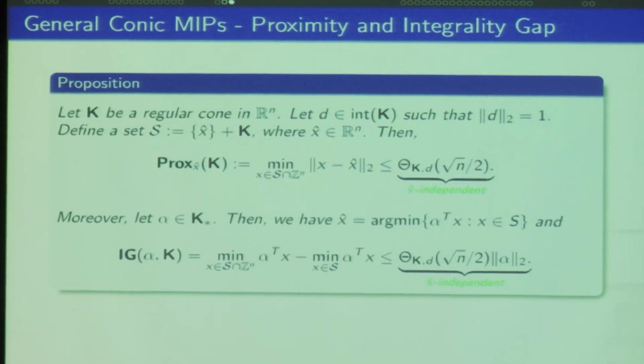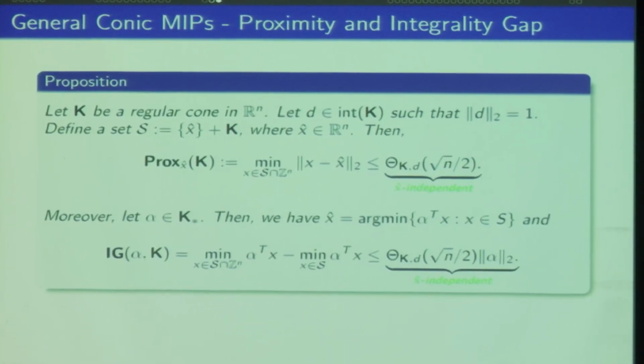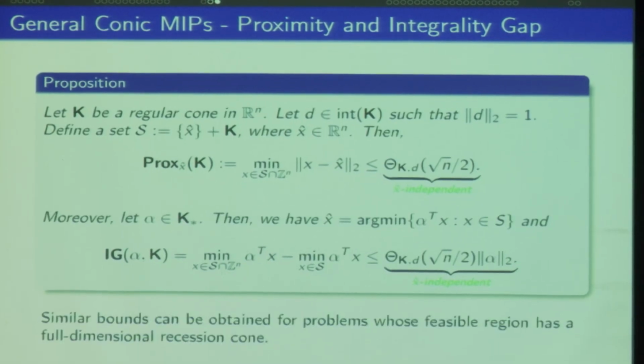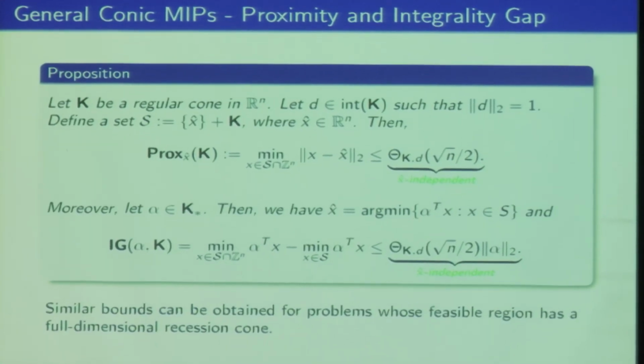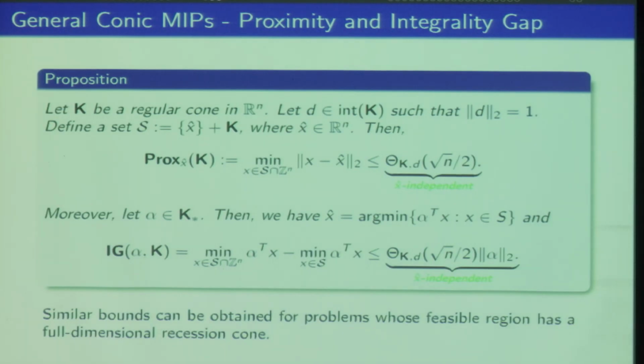And once you have a proximity result, you get the integrality gap result for free. So it's also x hat independent. I explained this from the translated cone perspective, but actually, whenever your feasible region has a full dimensional recession cone, you can play the same game, and you can get bounds independent from exactly where the continuous relaxation optimal point is.